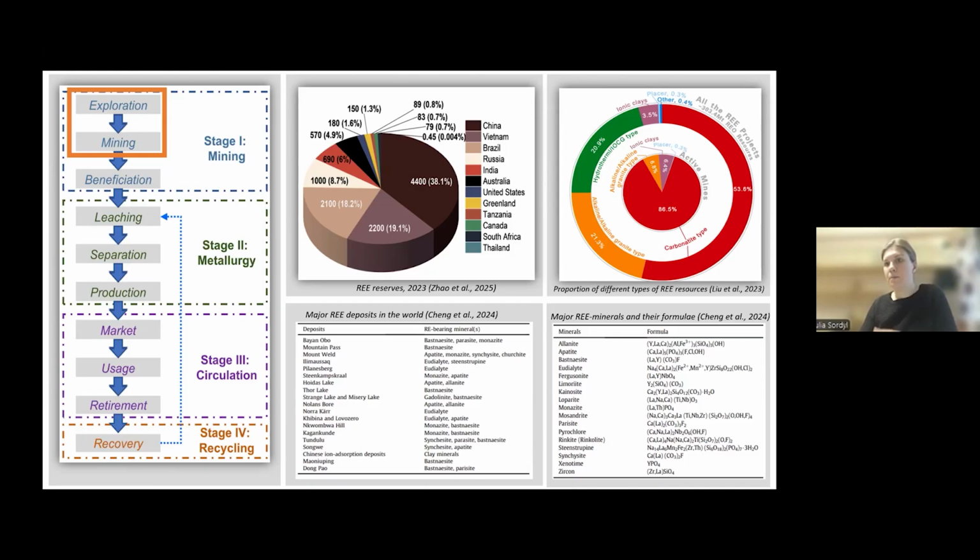Who would think many years ago about using REs for hybrid cars, for example? Now it's obvious and we use it. Who knows what will happen next year? So definitely there is also room for improvement. And of course, recycling. That's always a really hard part. As I said, only 1% of REs are recycled. What about the others?